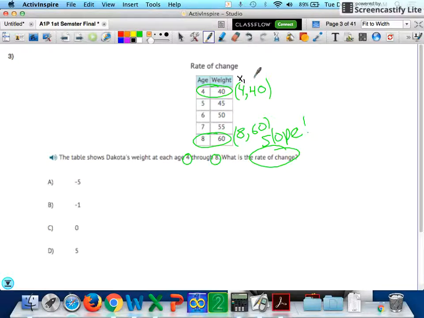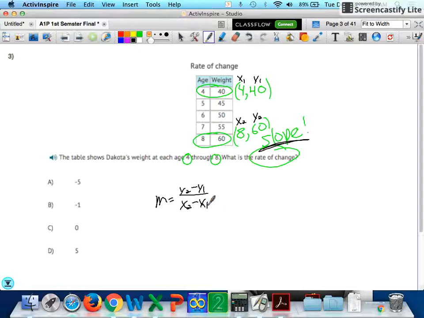Well, that's an x1 and a y1, and an x2 and a y2. And why do I use all these things? I use all these things because to calculate slope, I know that m equals y2 minus y1 over x2 minus x1. Okay?